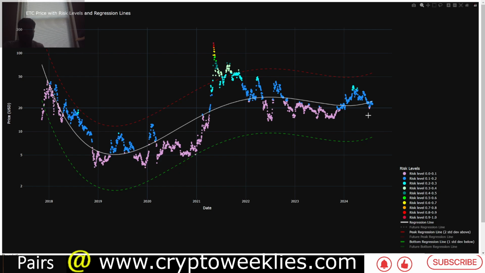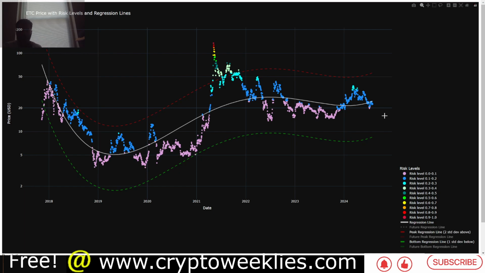It has been added. The key idea over here is the gray line, which is the polynomial regression based fair value of Ethereum Classic, color coded based on the proportional distance between the price and the polynomial regression based fair value. You can see this has done a really great job of identifying the tops where the risk is 1. The key idea, the red dotted line, is the 1 standard deviation peak regression price. Right now the peak regression price is at around $56.